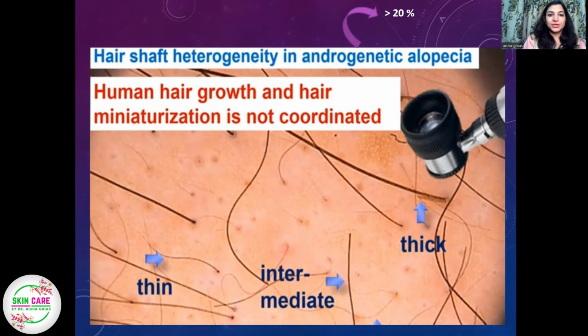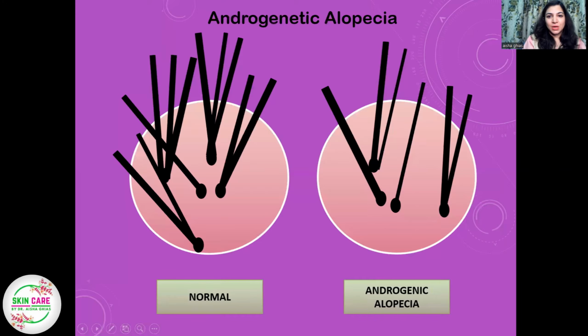All right, so hair shaft heterogeneity in androgenic alopecia, as I just talked about it. I also have told you about human hair growth and hair miniaturization since they are not coordinated. So you get to see thin and intermediate thickness and the thicker hair all at one place. I have made this diagrammatic picture for you guys to understand that normally there are 2 to 3 hair coming out from the same hair follicle. And in androgenic alopecia, you get to see maybe single hair or 2 hair coming out from the follicles.